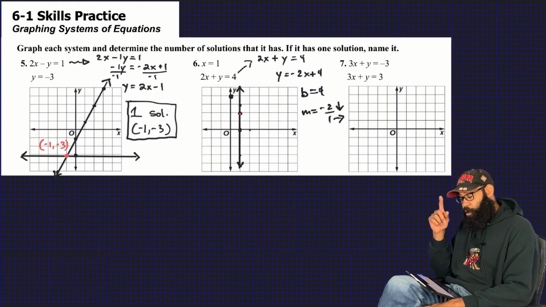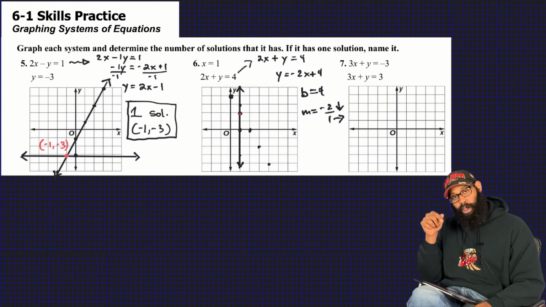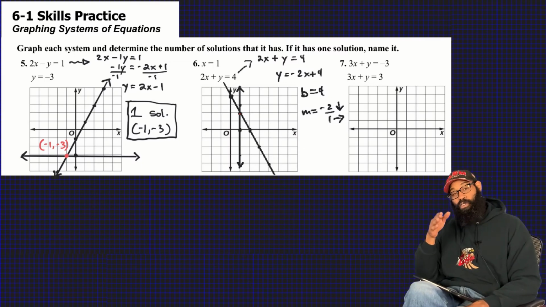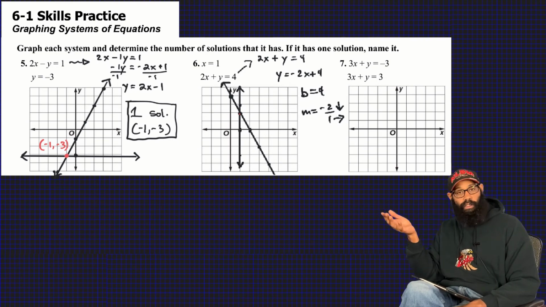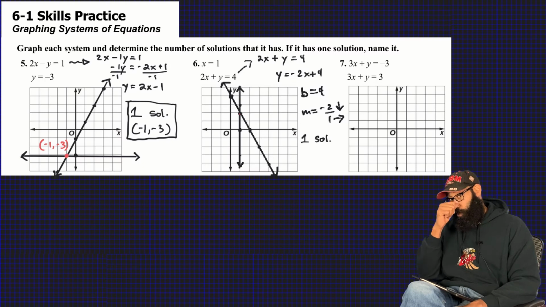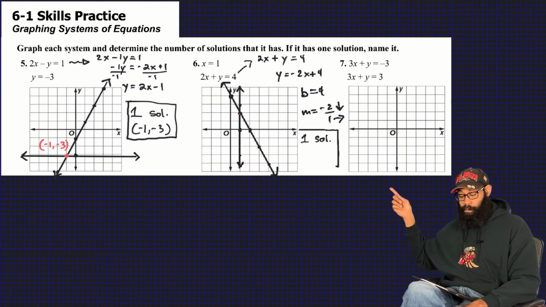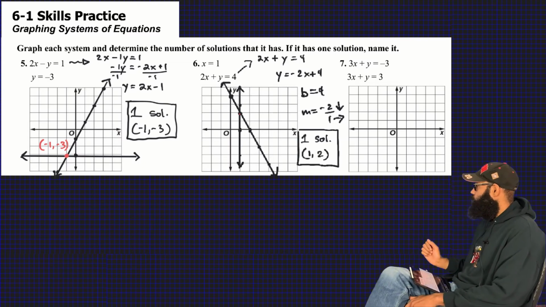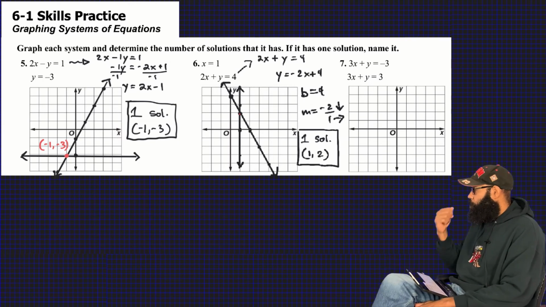Start at 4, go down 2, and boom, you see that red dot? That's my intersection. Down 2 to the right 1, down 2 to the right 1. And remember, you want to do as many points as possible when using the slope because you can get all those points. We're not using x and y intercepts, so just keep counting to get it. You see where the two lines intersect? Again, that's my one solution located at positive 1, positive 3, I believe. Let me take a look. Positive 1, positive 2. Close enough, right?